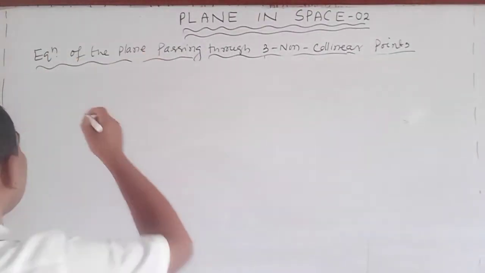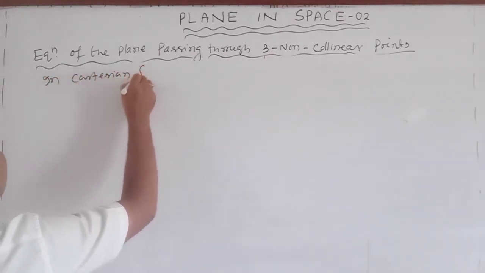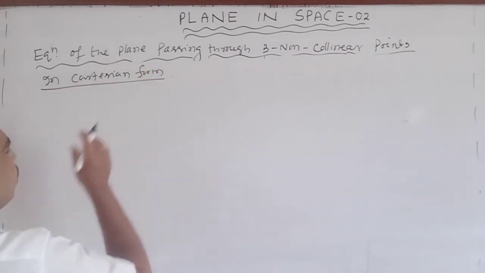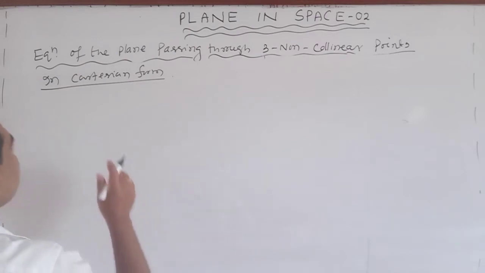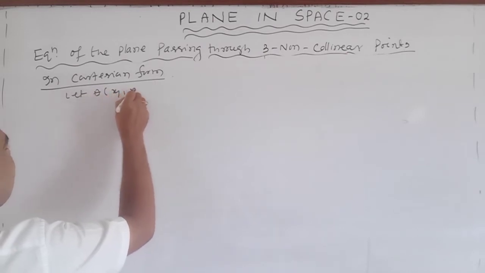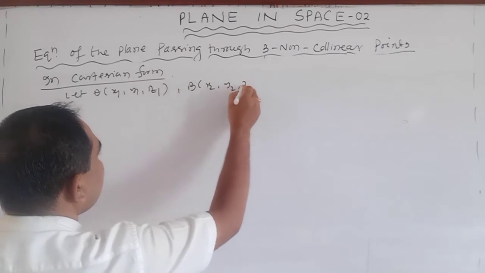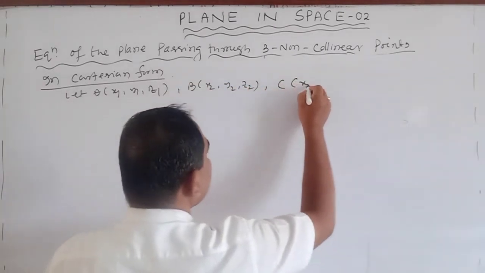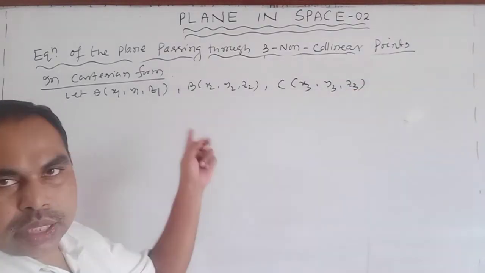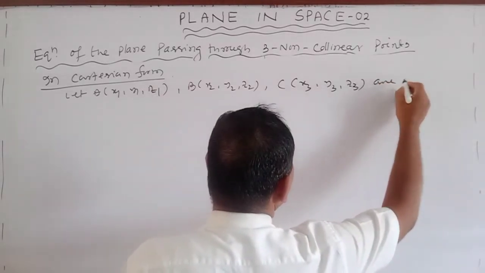In Cartesian form. Let A(x1, y1, z1), B(x2, y2, z2), C(x3, y3, z3). The required plane passes through these three non-collinear points.